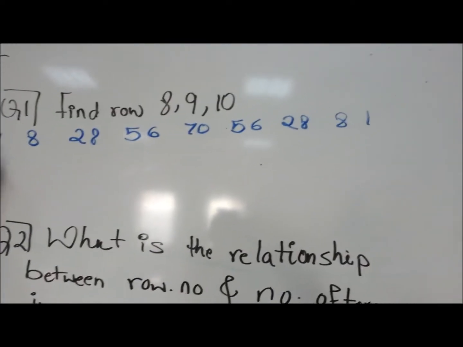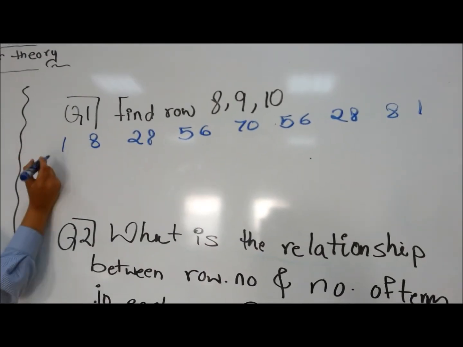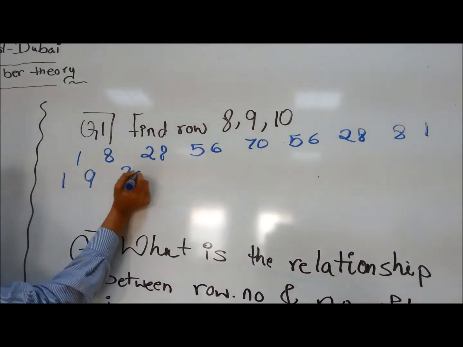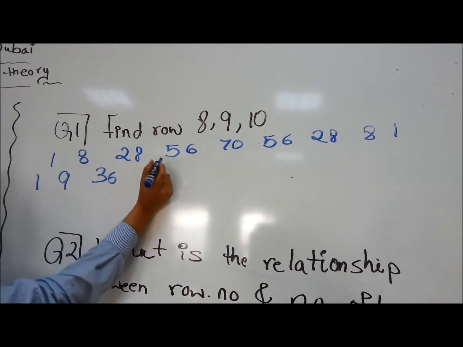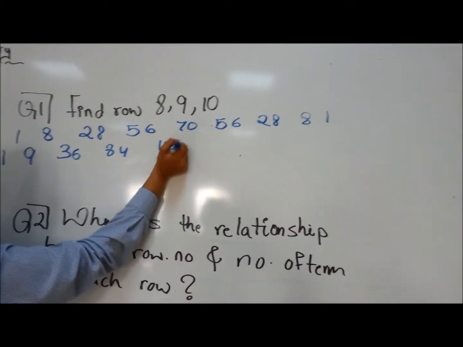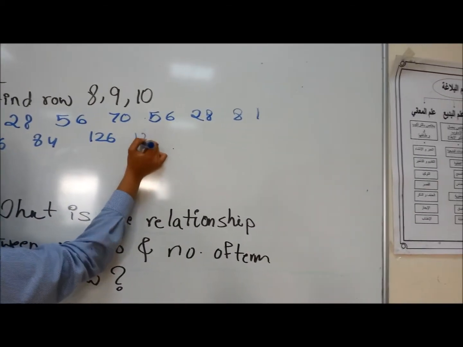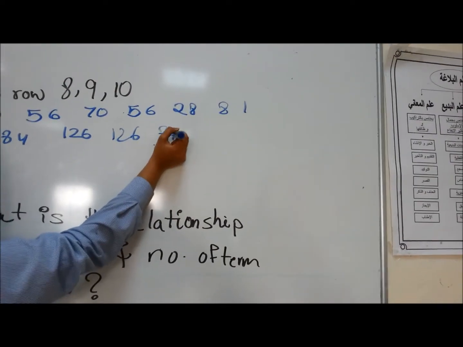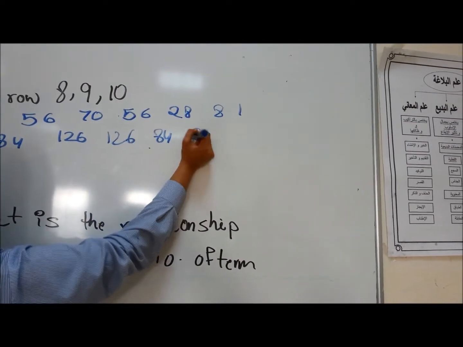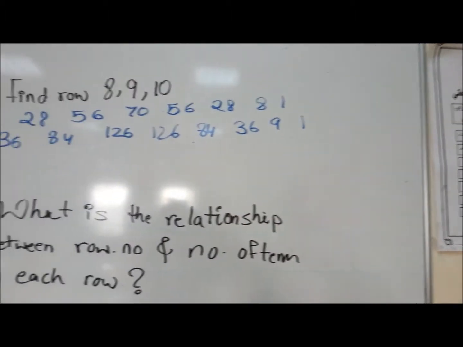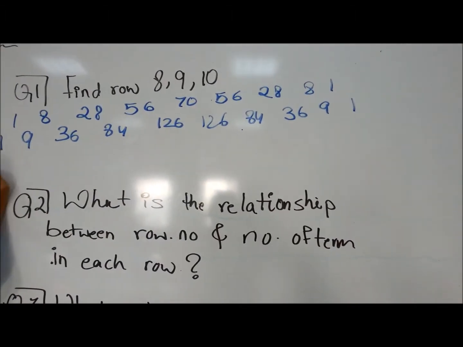Then we continue. 1 plus 0, just imagine the 0 over here. It's 1, then 9, 36. Keep on adding. The same steps will go for the 10th row.